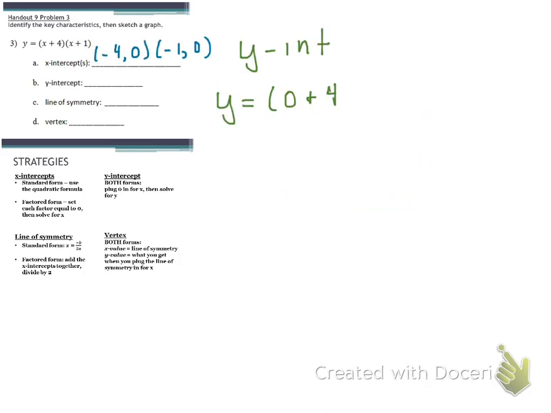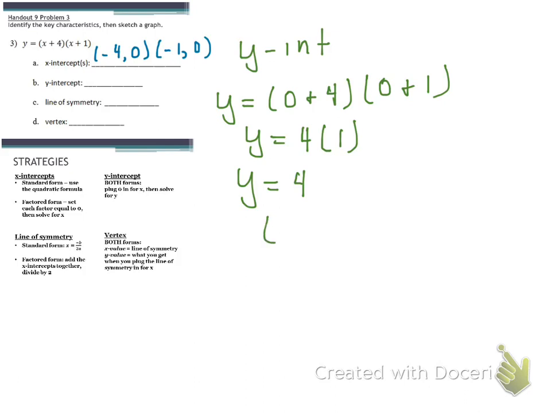For the y-intercept, just like in standard form, you plug in 0, so we'll have y equals 0 plus 4 times 0 plus 1, so y equals 4 times 1, which is y equals 4. Don't forget, it needs to be an ordered pair, so 0, 4.